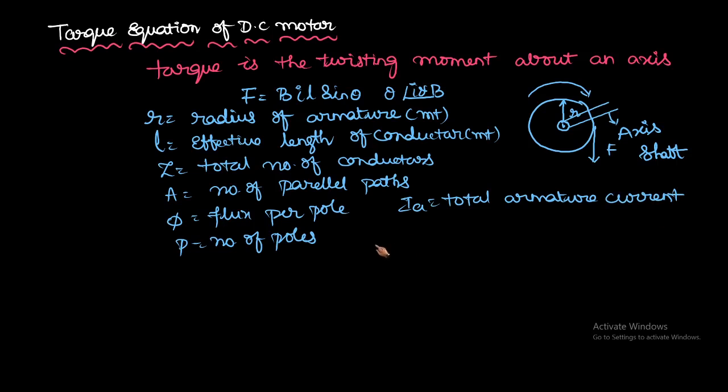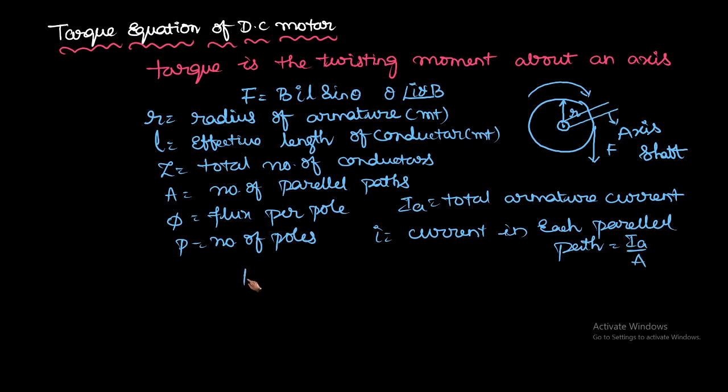And small i is the current in each parallel path, that is Ia, the total armature current divided by A. And B is the average flux density.